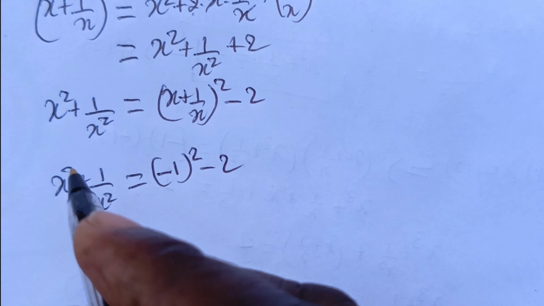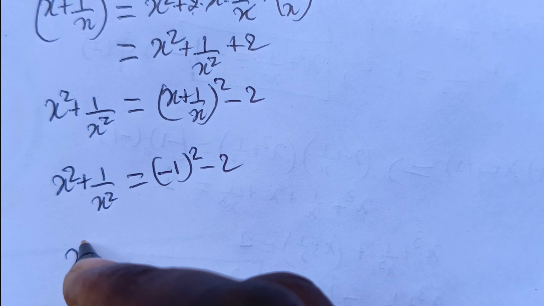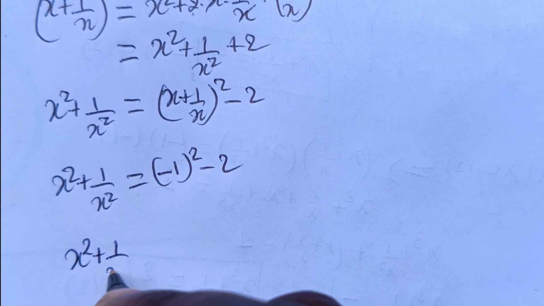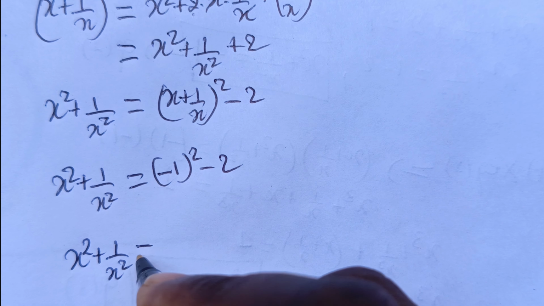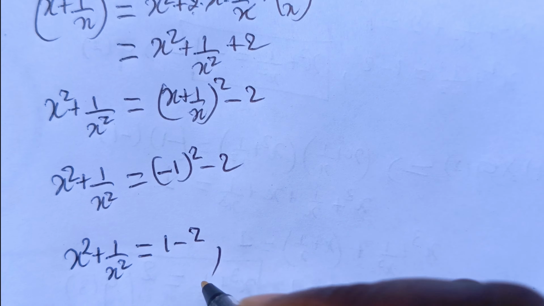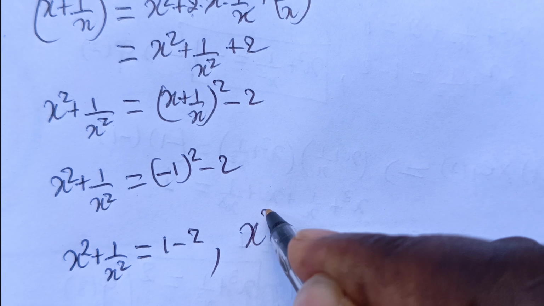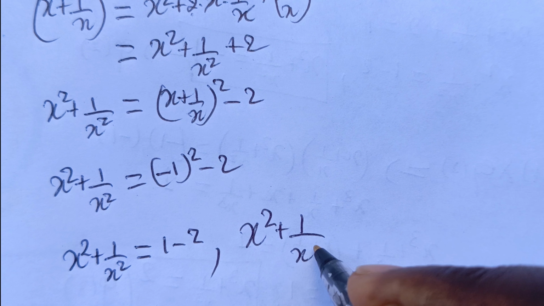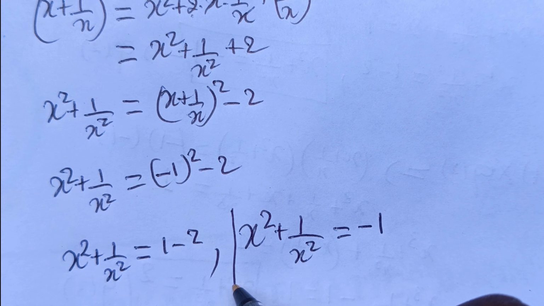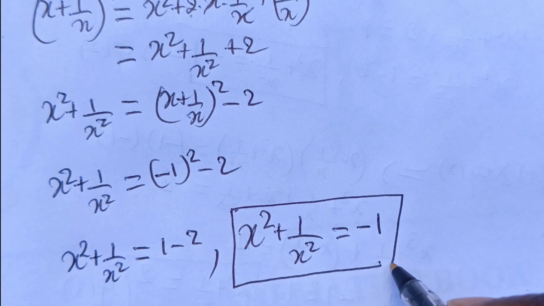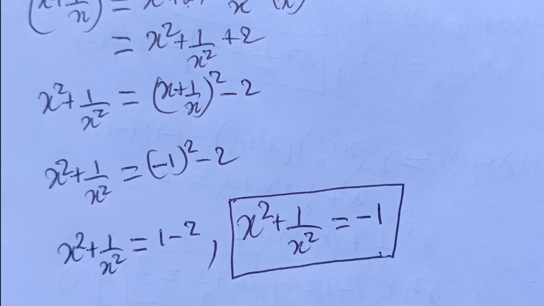And x squared plus 1 over x squared is equal to 1 minus 2. That's why x squared plus its reciprocal, and this is also minus 1. And also this needs to be kept.